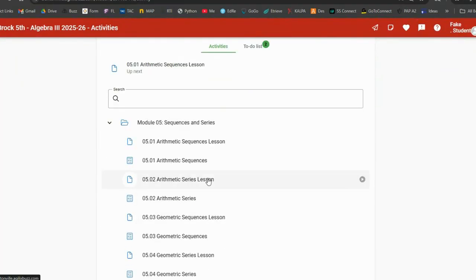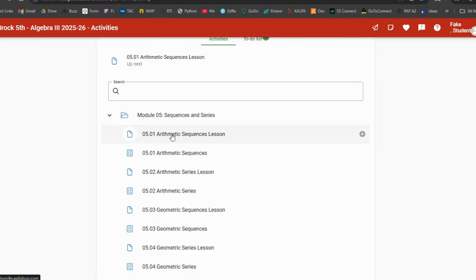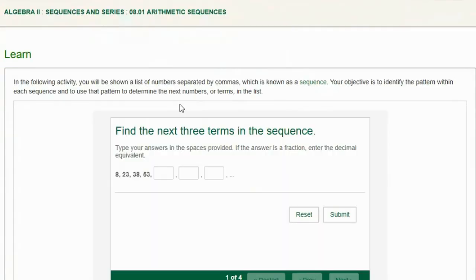But we open up this little folder down here. This has all of our lessons and assignments. The lesson is first, followed by the assignment. The lesson says lesson. The assignment doesn't say assignment, but it's a different icon. Arithmetic sequences. Oh, this is fun.